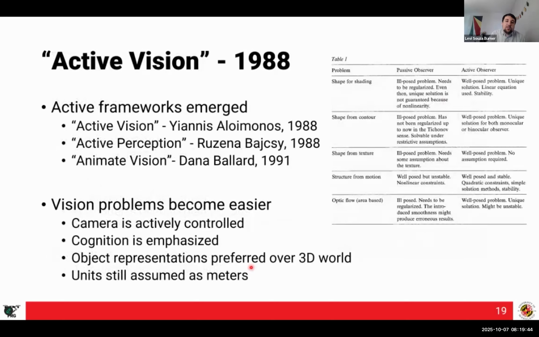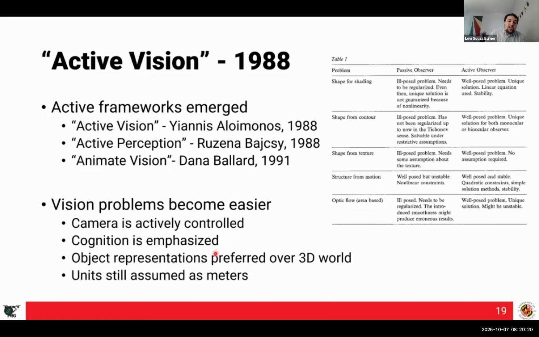Later theories like active vision, which were popularized by my own advisor and others, appeared by the end of the 1980s. They addressed the fact that cameras should move in order to see particular objects for particular reasons and to make computer vision problems easier. I reproduced this table from the paper Active Vision, which shows that if you had a moving camera and tried to solve traditional computer vision problems, like shape from shading or structure from motion, it would be much easier if you could move the camera in a certain way. In fact, nonlinear constraints become linear, and so on.